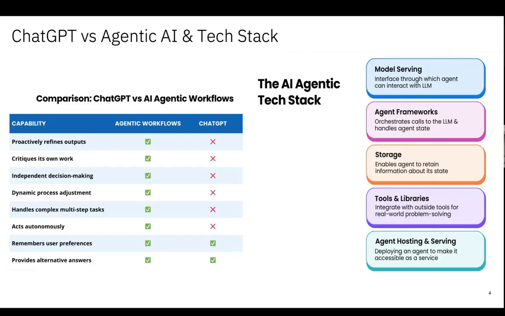And on the right hand side, what I'm showing is the agent tech stack. Sorry, I think I have some throat irritation. I apologize for constantly clearing my throat in the background.